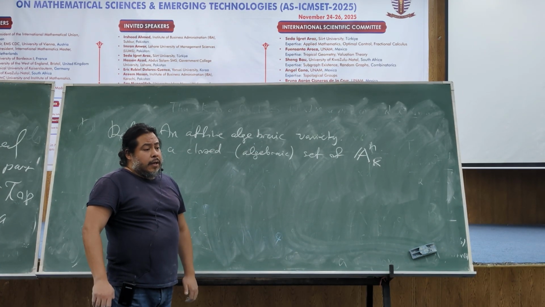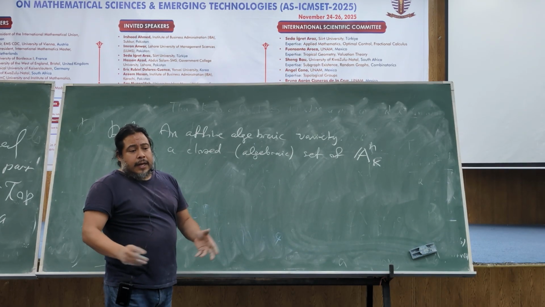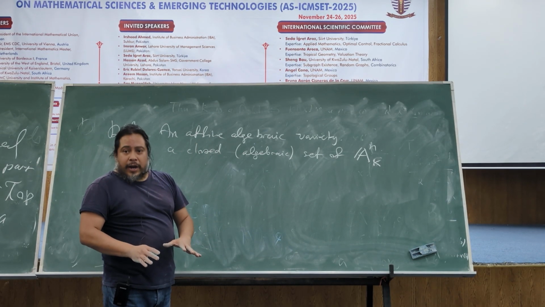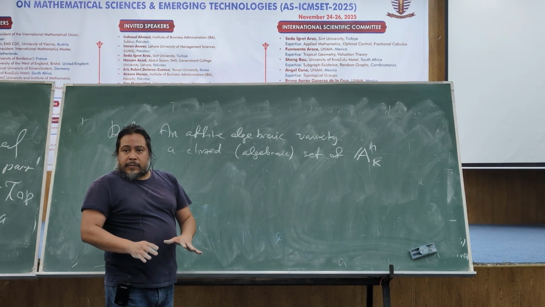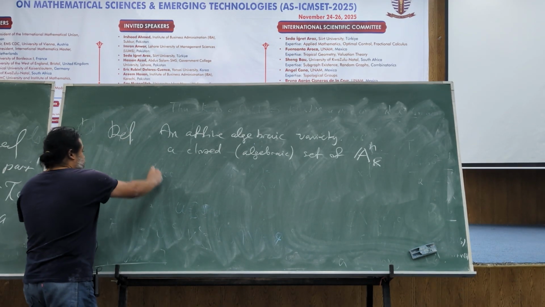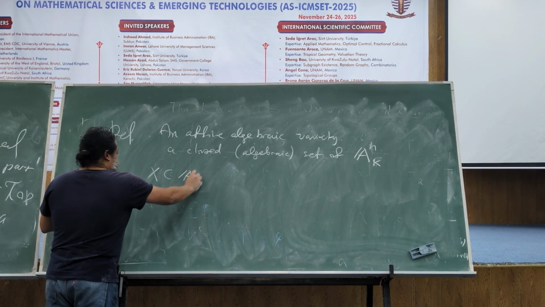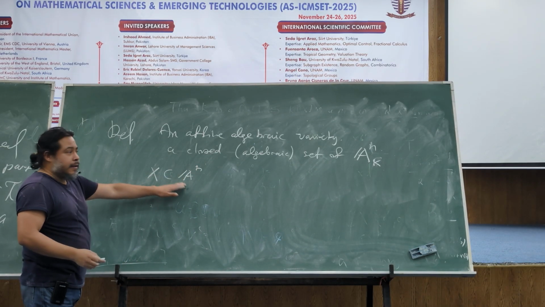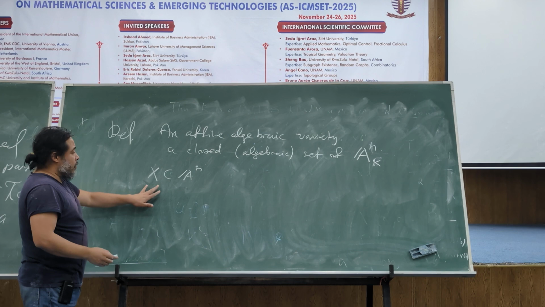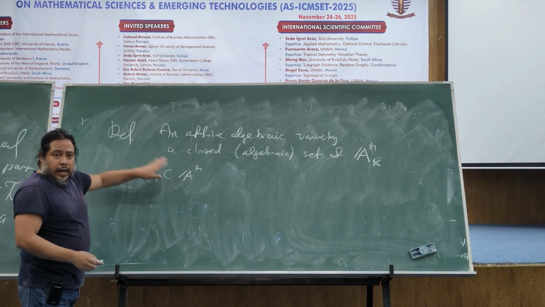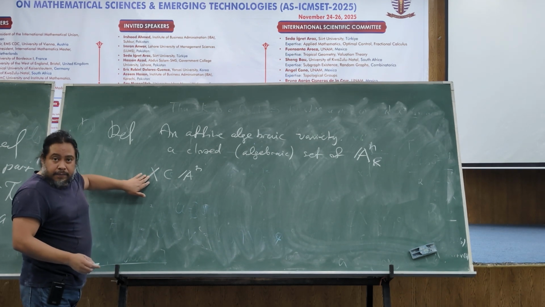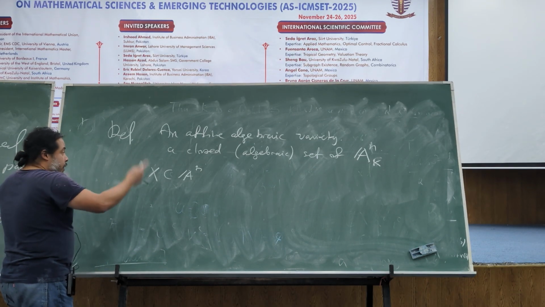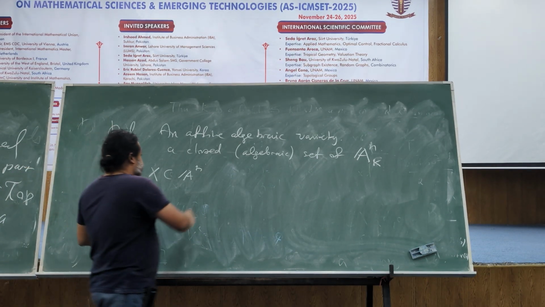So if I have a closed set, I can induce the subspace topology, right? So I have a subset X inside A^n. Since this is a topological space, I can consider this with the induced topology, and I will have here a topological space, right? So an algebraic variety, we consider it with the Zariski topology.